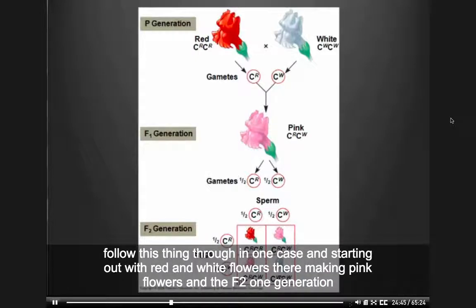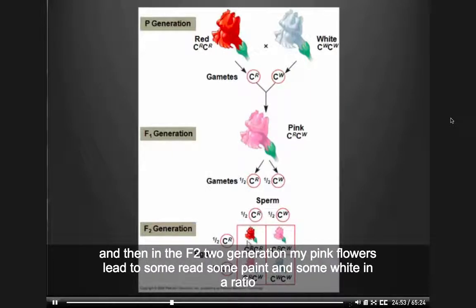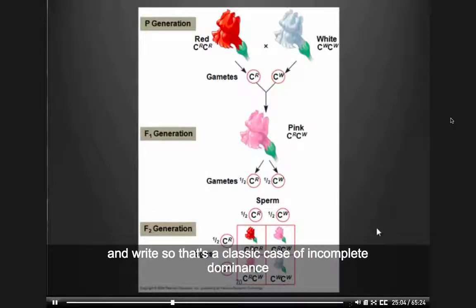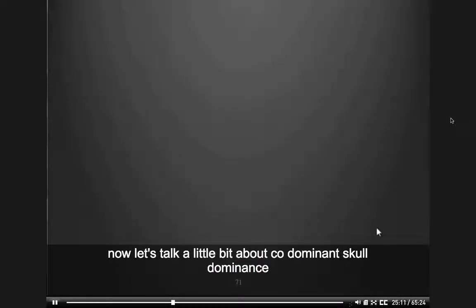So let's follow this thing through. In one case, I'm starting out with red and white flowers. They're making pink flowers in the F1 generation. And then in the F2 generation, my pink flowers lead to some red, some pink, and some white in a ratio of 1 to 2 to 1. Right? So that's a classic case of incomplete dominance. Now let's talk a little bit about codominance.